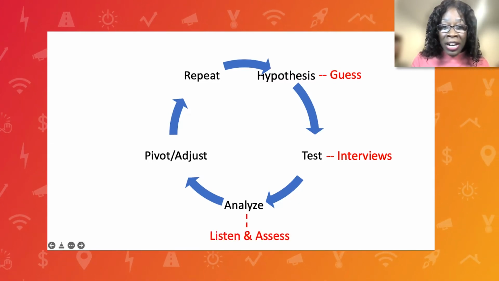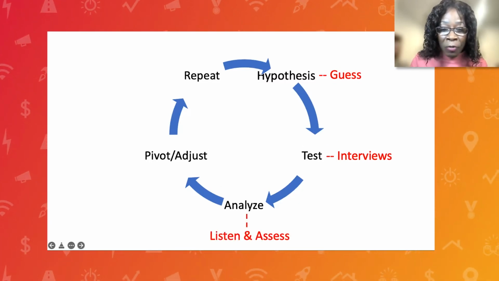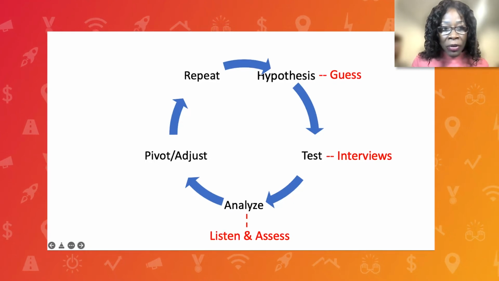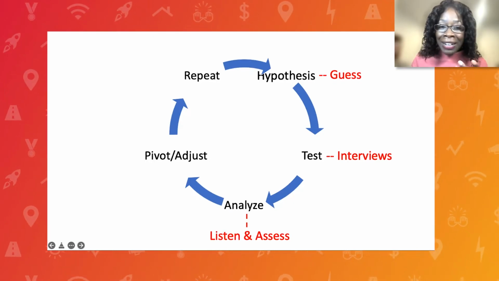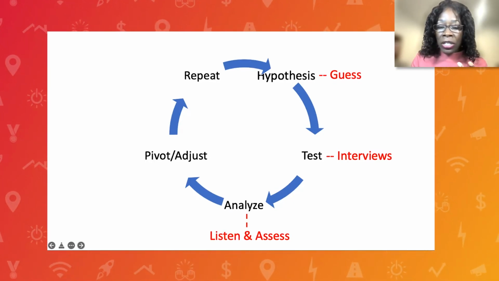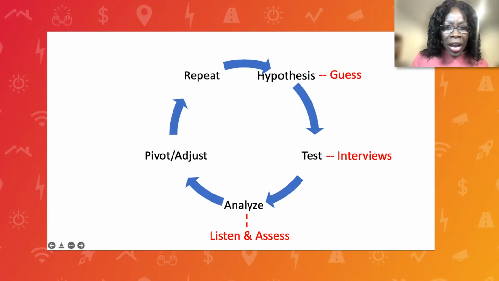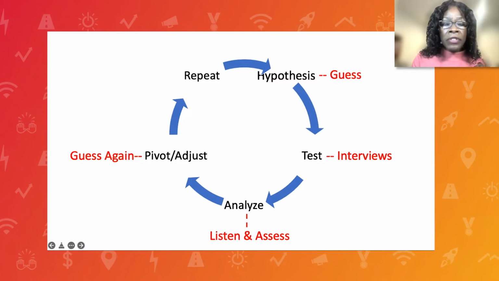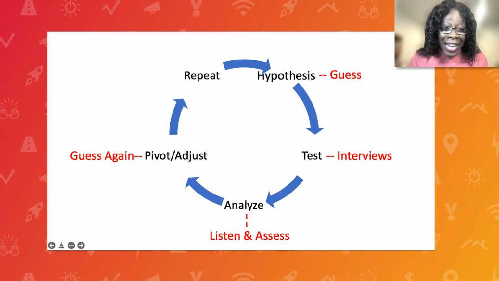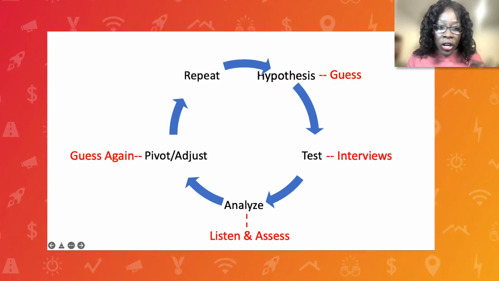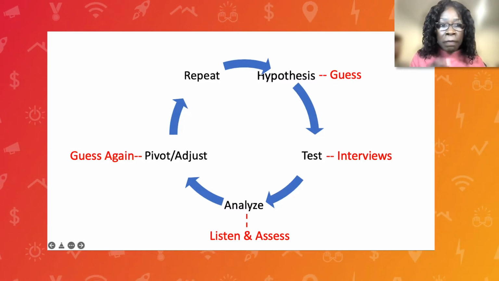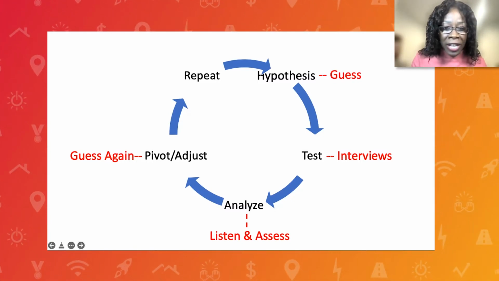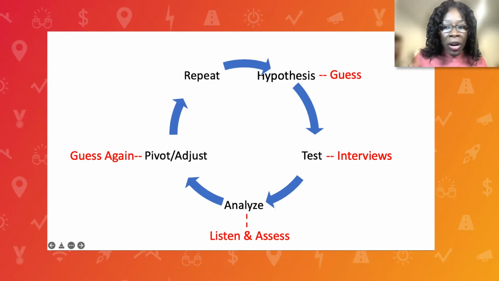So you do the interviews, you gather all the information, you get together with your team, and you try to analyze, okay, do I have the right customer? Do I have the right solution? Do I need to pivot? And if you need to pivot, then you've got to guess again. You've got to guess again about your customer, about your value proposition. And this is an iterative process. And you just keep going through this process.